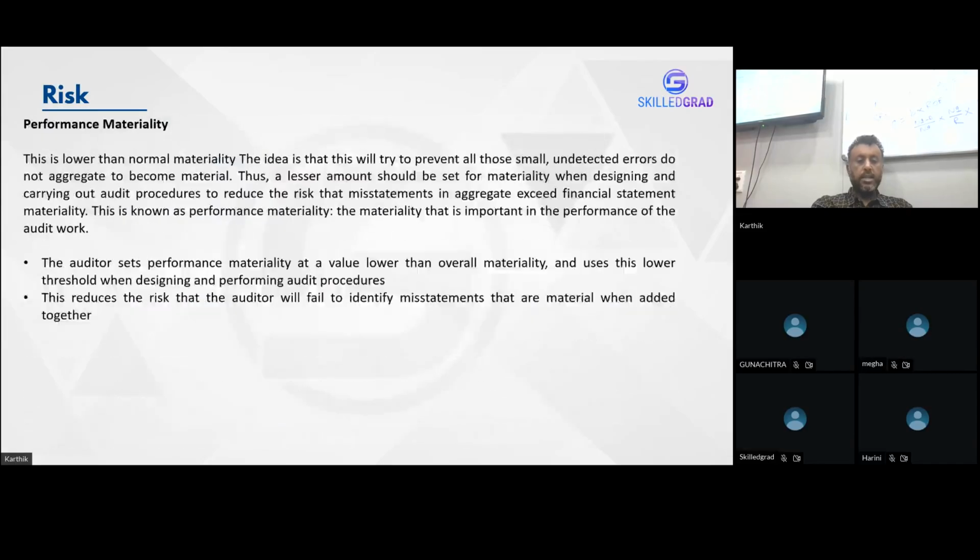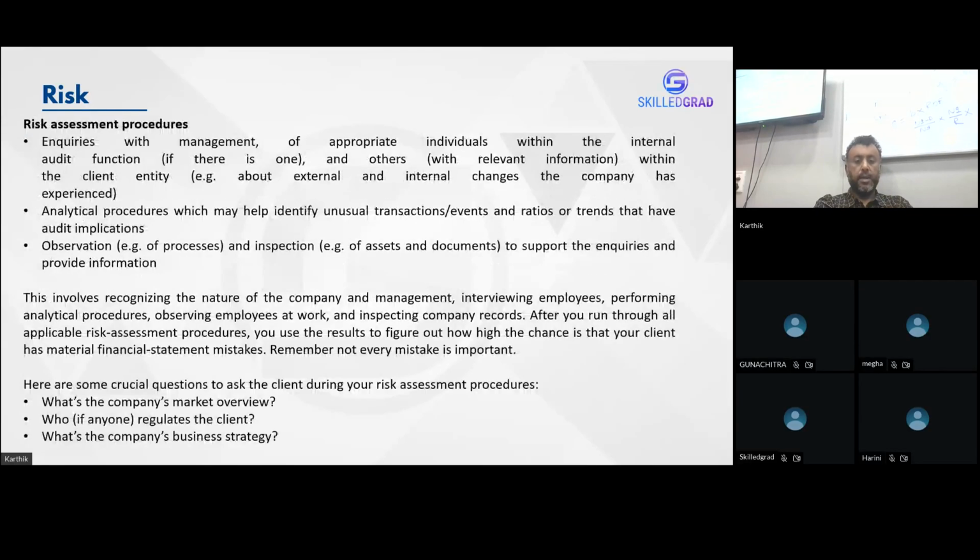Next is risk assessment procedures. Suppose there's an internal auditor in the company. Talk to them, inquire with them and others within the client entity. Talk to them, ask them.